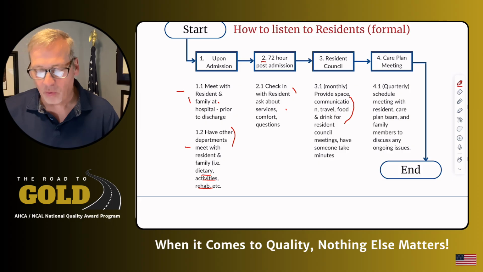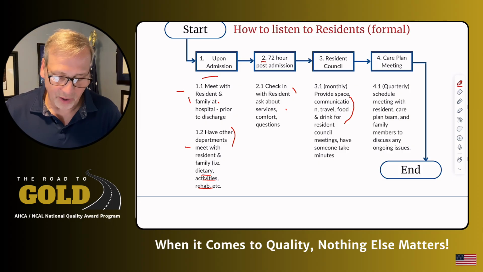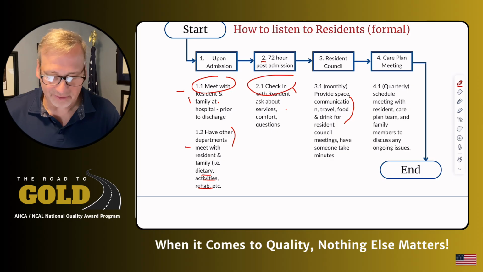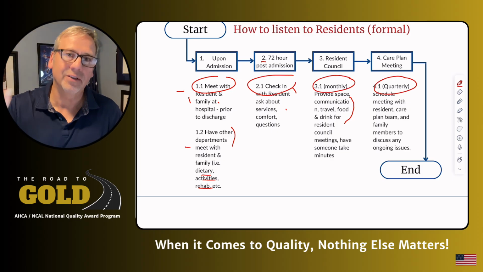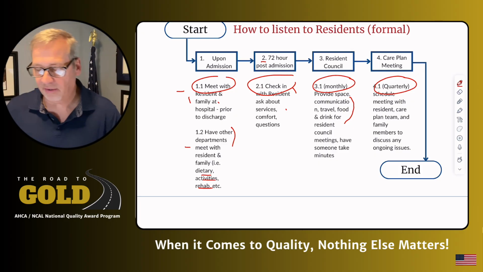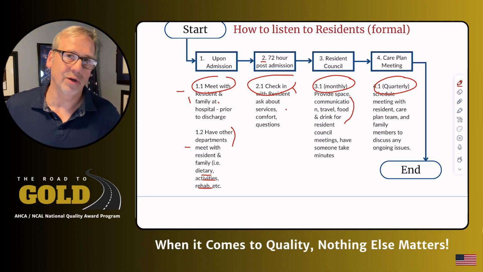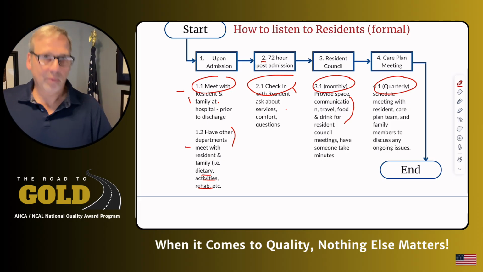And then step number 4, quarterly care plan meetings. Once we have, upon admission, that's a timeline, a 72-hour timeline, a monthly timeline, a quarterly timeline. That's important because these are systematic, repeatable meetings. Quarterly, we schedule meetings with the residents and care plan team and discuss any ongoing issues with the resident.